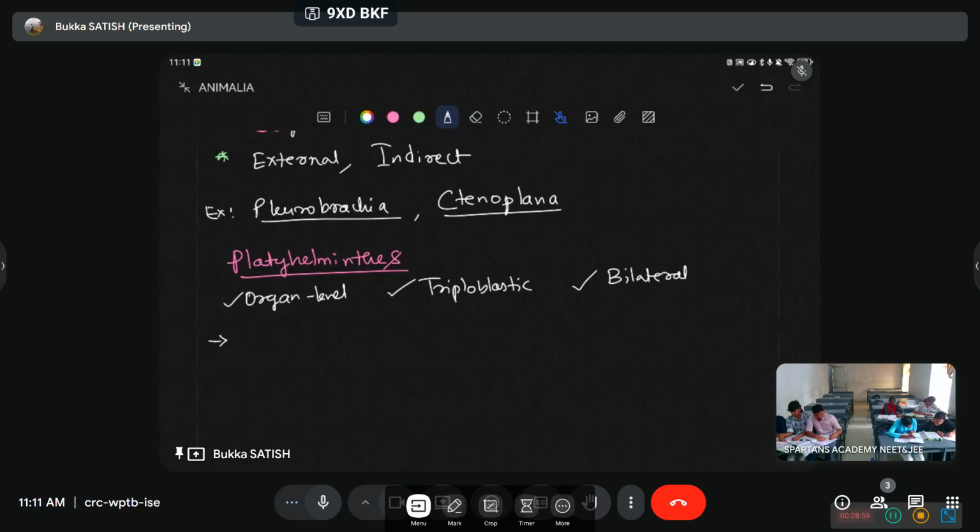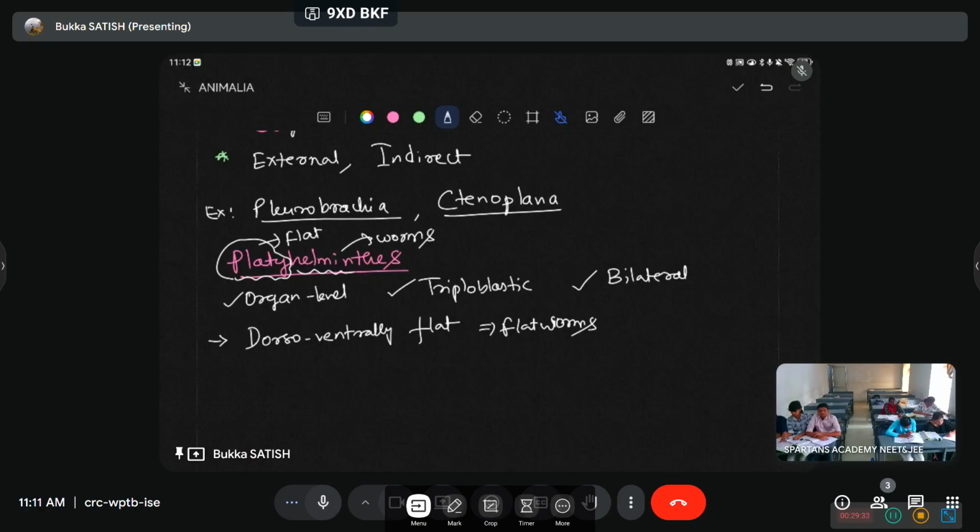Next, body is dorso-ventrally flattened. So from dorsal to ventral side, the body is flat. That's why the name flatworms. Platy is flat, right? Helminthes refers to worms. So the name flatworms is because of the dorso-ventrally flattened body.